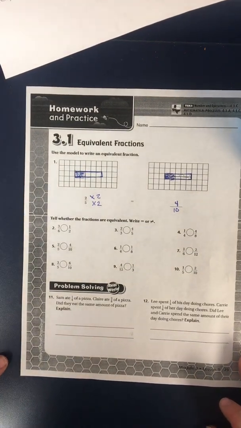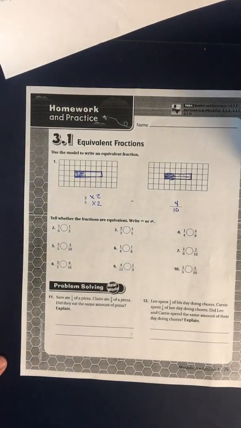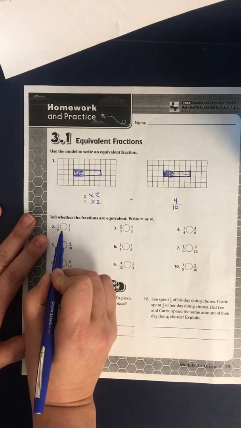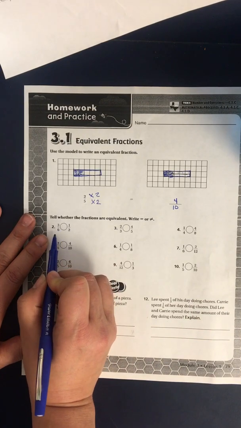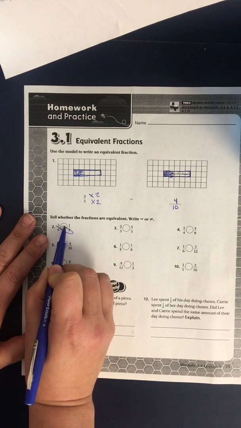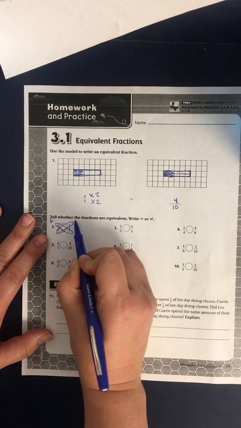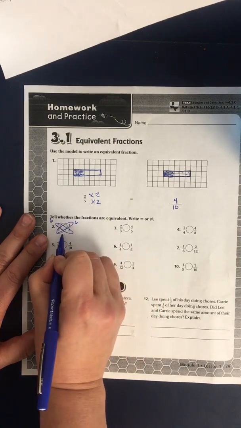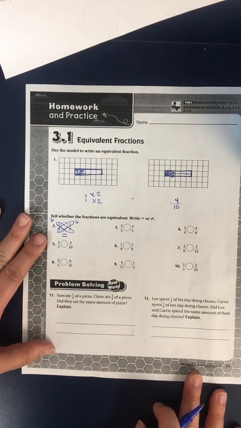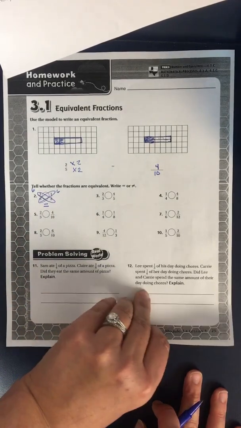Okay, on this side, on 2 through 10, you're just going to tell whether the fractions are equivalent by writing an equal sign or a not equal sign. A good way to look at this is, there are several ways, but you can do your cross products here. I would do 3 times 2 is 6. 6 times 1 is 6. Are those equal? Yes. So I would put my equal sign right there. Okay, and you'll finish the rest of this on your own, and then there are 2 problem solving.